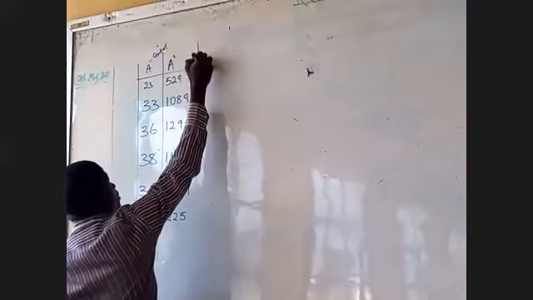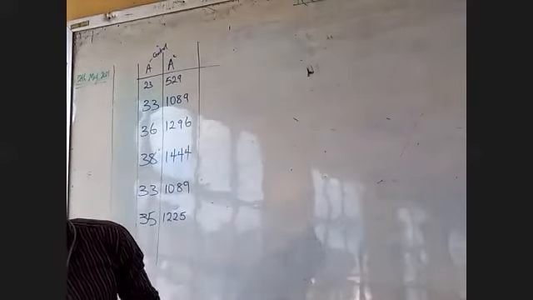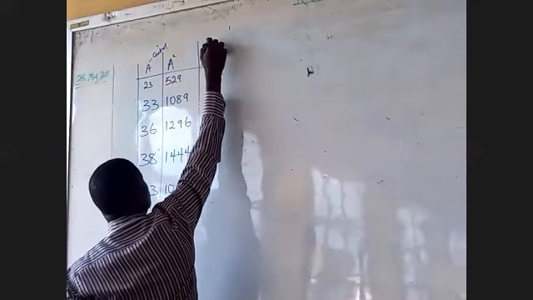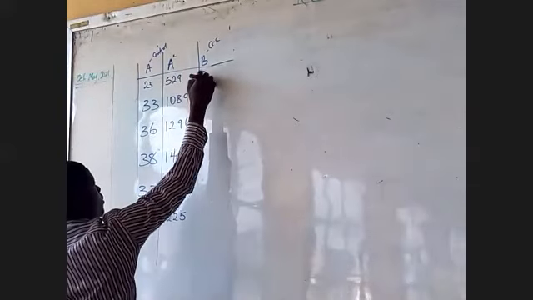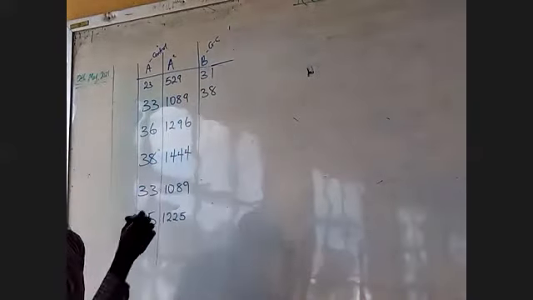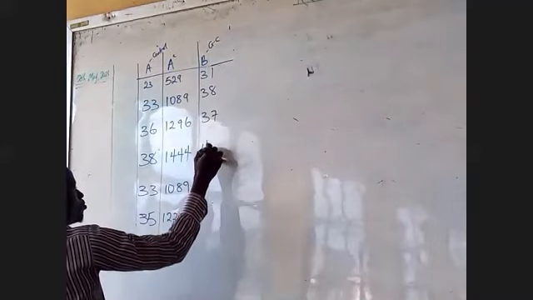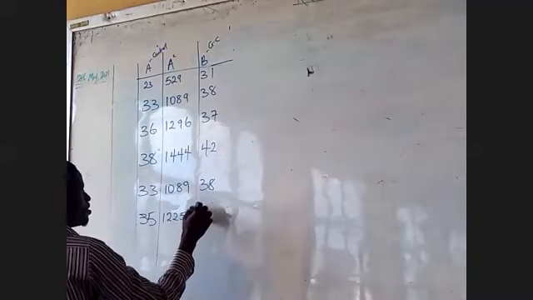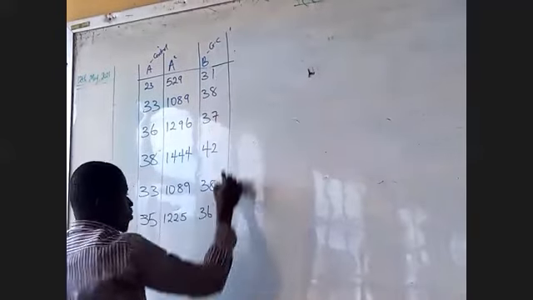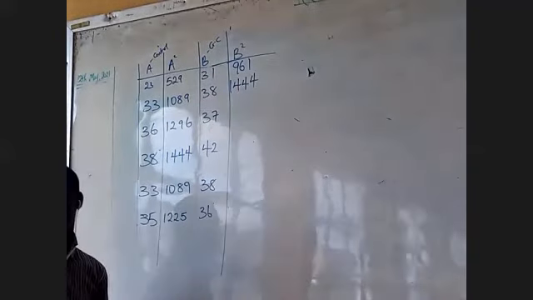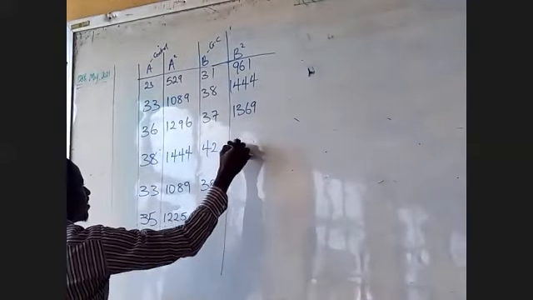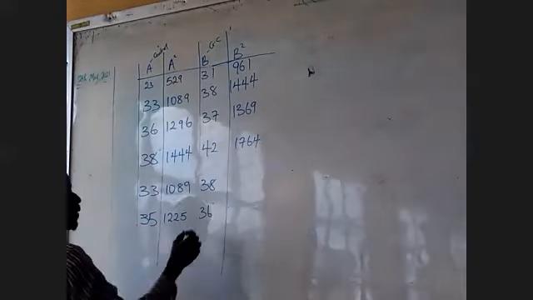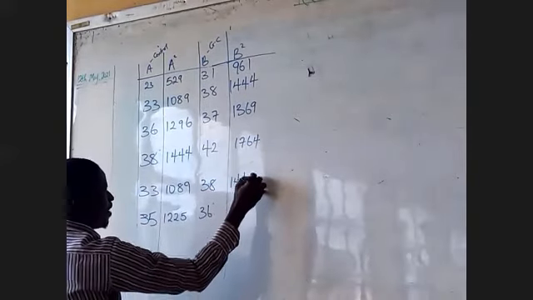So let's move on to B, which is the group counseling. So what are these values here, please? 31, 38, 37, 42, 38, 36. We also find the B square. 42 square. 38 square. And 36 square.